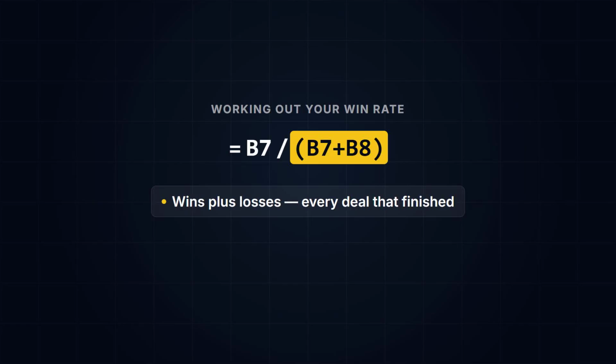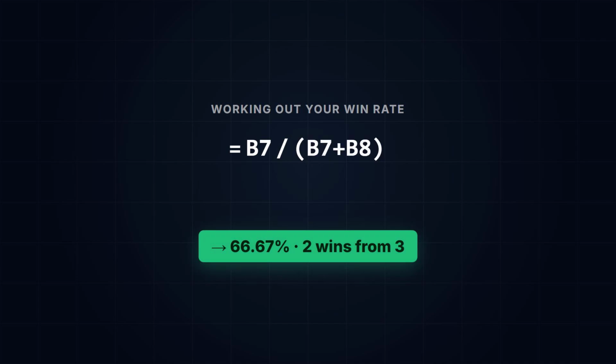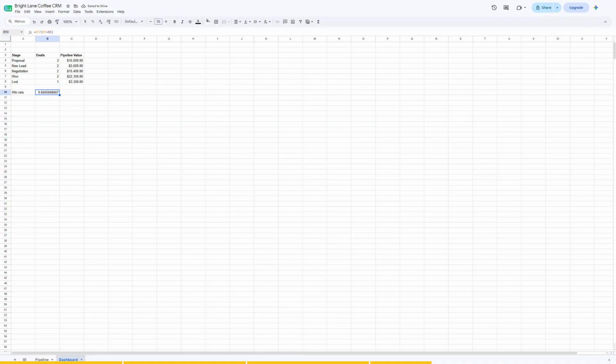The first part is how many you won. The bit in brackets is wins plus losses. That's every deal that actually finished. Deals still in play aren't counted because they're not decided yet. Press enter, then click back on B10. Pressing enter moves your data row. Now click the % sign in the toolbar, 66.67%, 2 wins from 3.